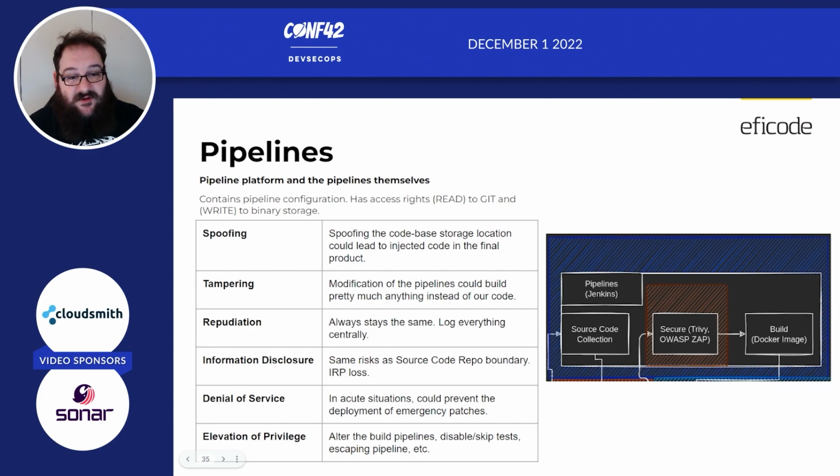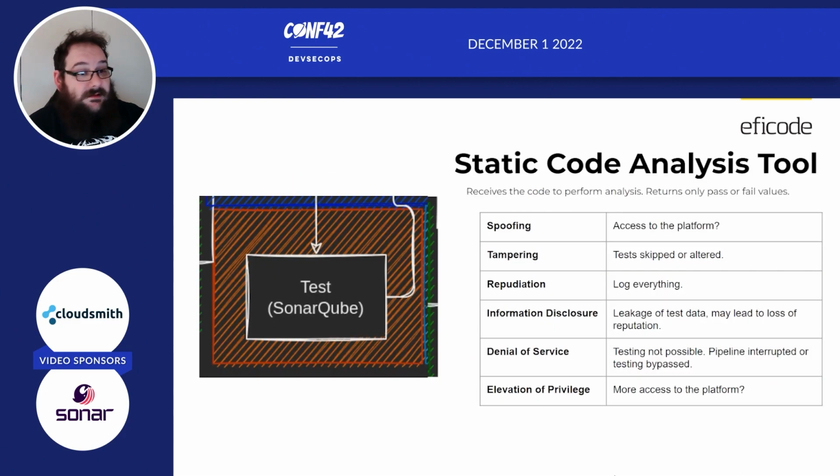Information disclosure, same risks as the source code. It's IPR loss, so losing your intellectual property rights. Denial of service in acute situations could prevent the deployment of emergency patches. And elevation of privilege, alter build pipelines, disable or skip tests, this sort of thing. Static code analysis tool, quickly go through this one because in my opinion it's a, let's say, less than critical area. It only returns pass or fail values, so the best you can do really is force the test to skip.